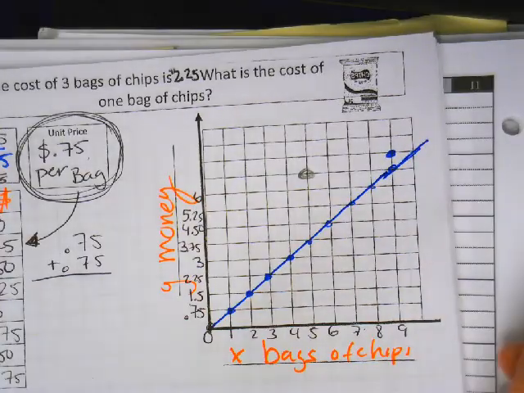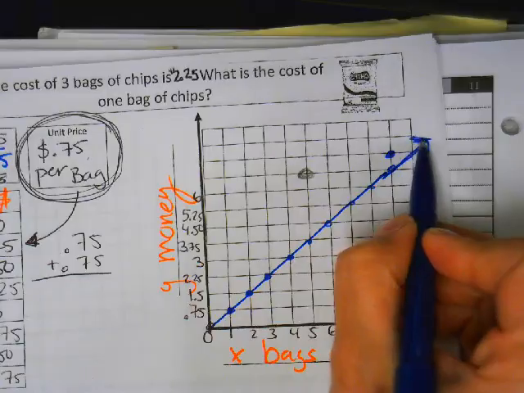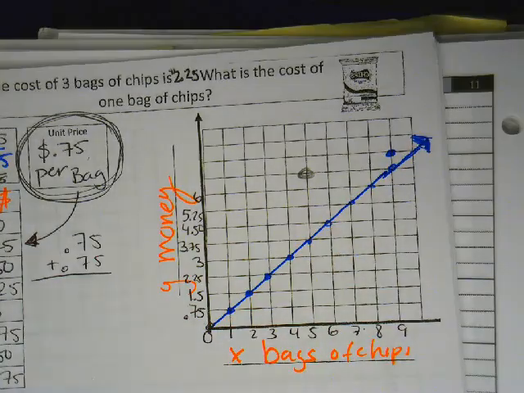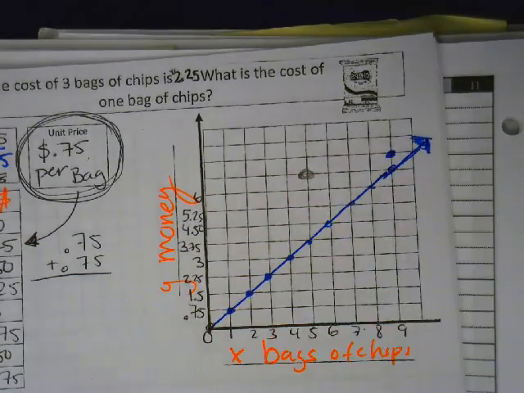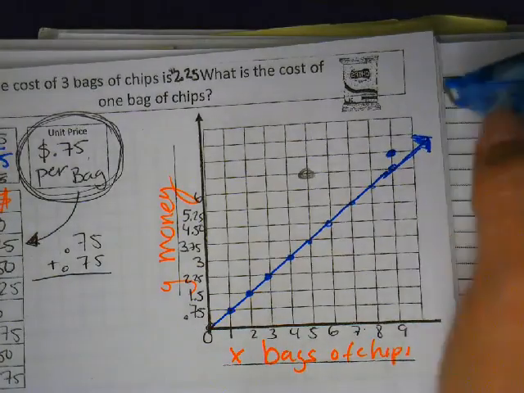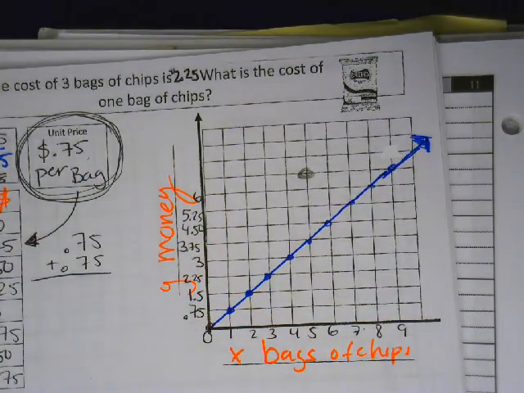What am I missing at the end? The arrow. What does that arrow mean? It keeps going on forever and ever and ever. And if you get random dots, you know they're wrong.